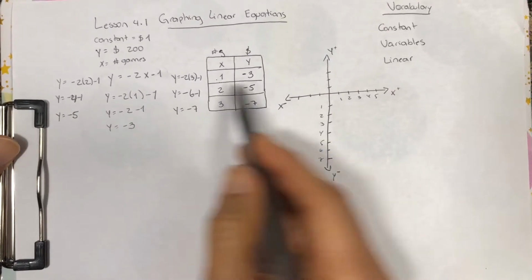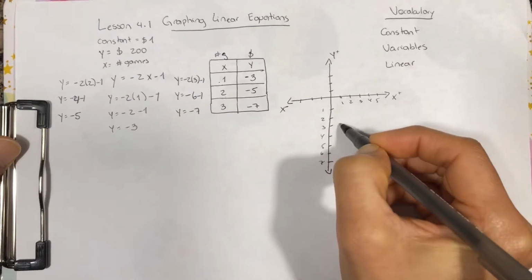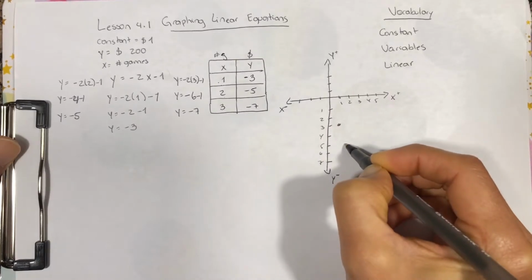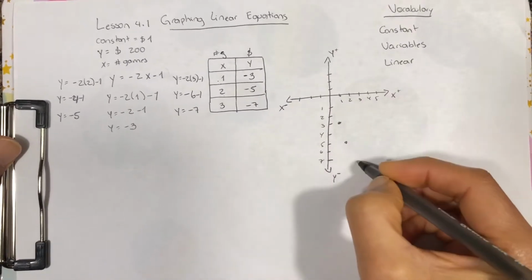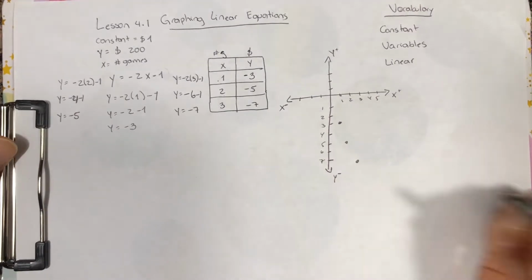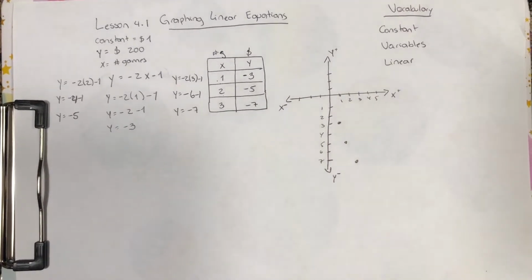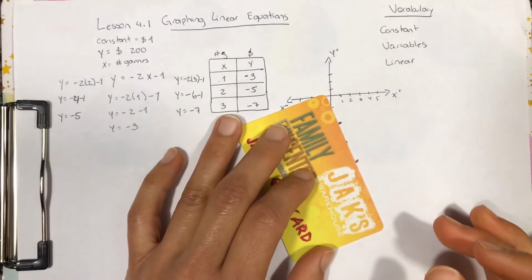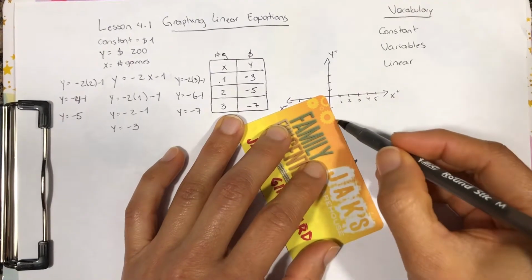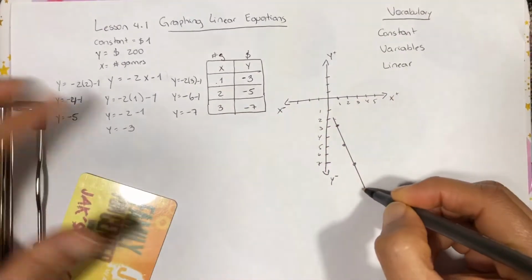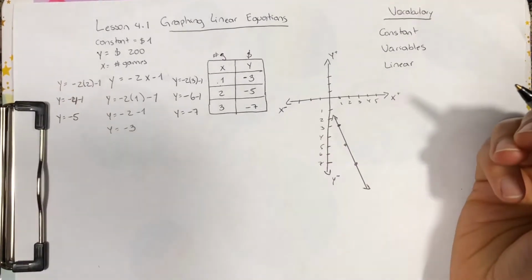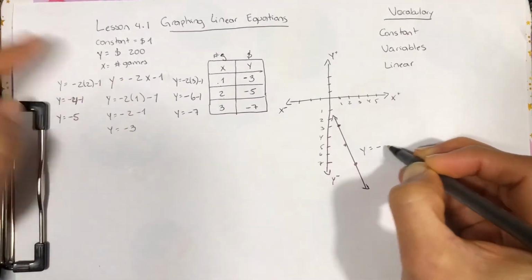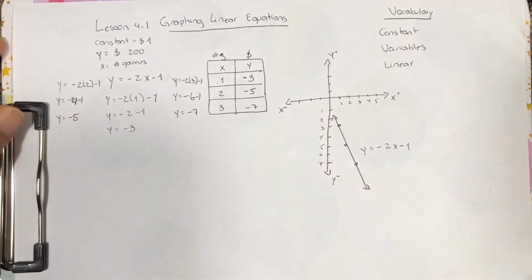So when x is 1, y is minus 3, so y will be here. When x is 2, y is minus 5, and when x is 3, y is minus 7. That is how I plot the points. To graph the linear equation, you want to grab a ruler or something straight and put a line through the points, and there you have it. This is the graph of the linear equation y equals minus 2x minus 1.